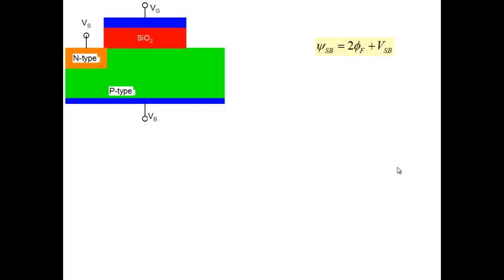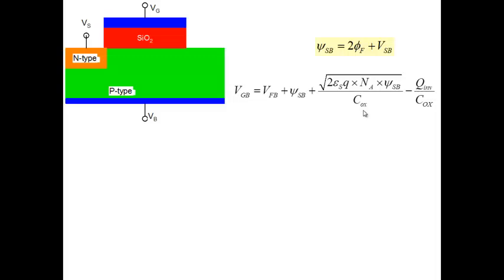All right, so let's start with this. Surface potential with respect to bulk is 2 phi f plus VSB. And we said gate to body voltage, if I start from here and solve the Poisson's equation, I get gate to body voltage is flat band plus psi SB plus square root, this is depletion charge. And if I'm in inversion, then I will have an inversion charge also. All right, so now let's write psi SB as 2 phi f plus VSB here.